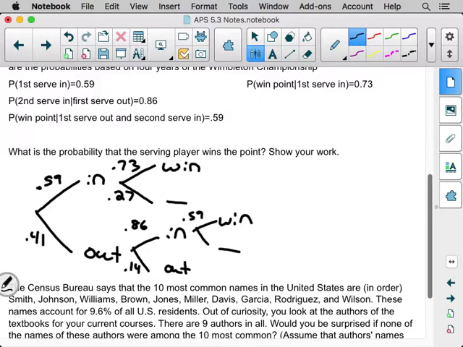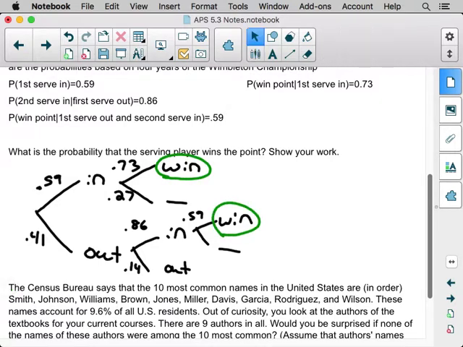So before I keep going, is everybody with me on how this flowchart works? Or sorry, how this tree diagram works? I know it's a little bit more confusing to make. But now let's talk about the probability that the serving player gets the point. Okay. How many ways can they end up getting the point ultimately? I see two ways they can get the point. All right. They can get the point here, or they can get the point here.